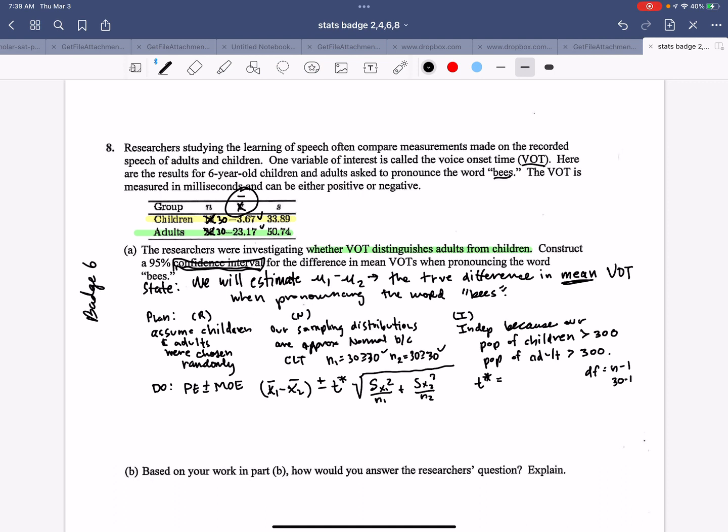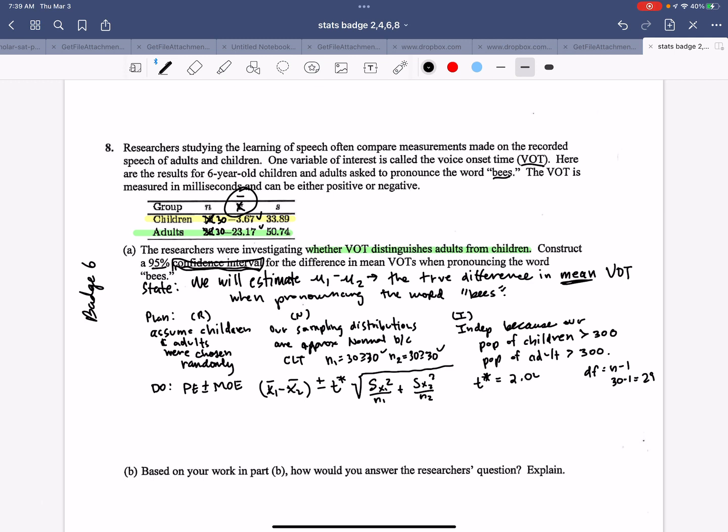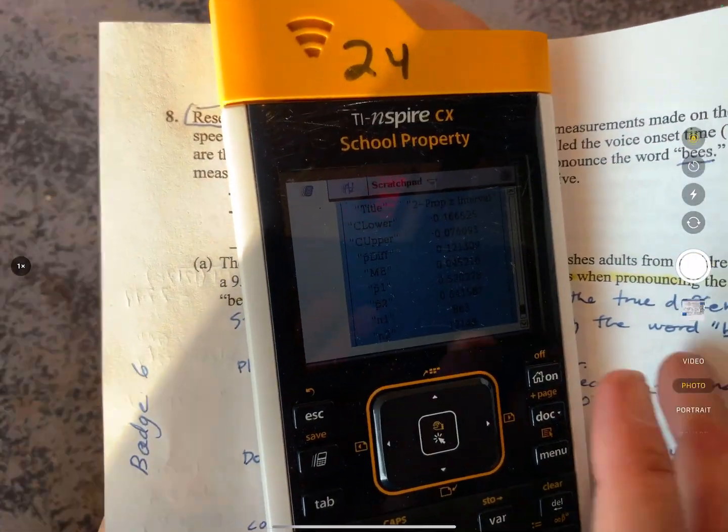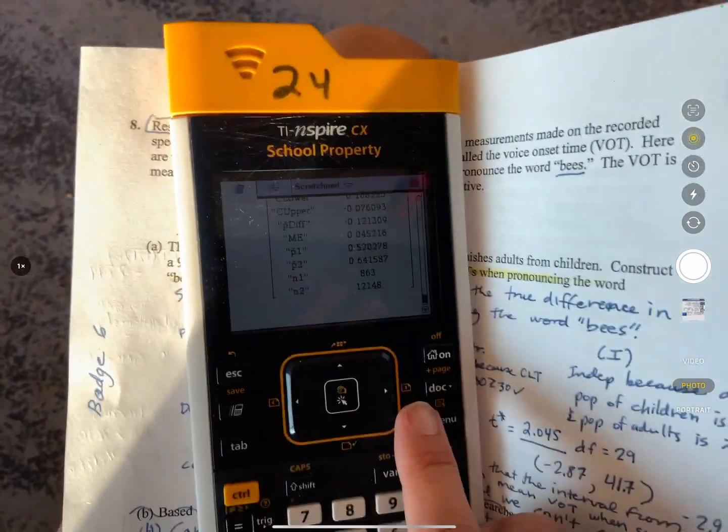So if we have 30, we would look for 29 on the margin, right? And it says 95, so we float up from 95. Appears we get the number 2.045, all right? So let's type this in our calculators. Oh, my calculator's trying to crap out on me. Let's hurry, see if we can get this done before it decides to give out.